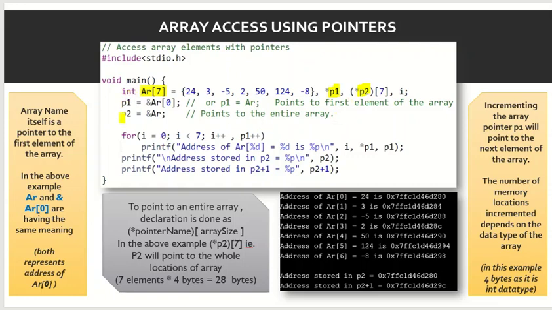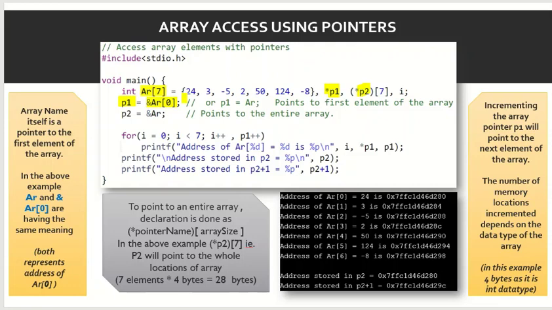First, we shall discuss p1. p1 is a pointer variable which is declared in the same way as we have seen in the last example, just by putting star p1. It can be used for pointing to a single element of the array. Initially I am going to point to the first element of the array, that is ampersand AR of 0. Ampersand AR of 0 represents the first element of the array, so this is stored in p1.